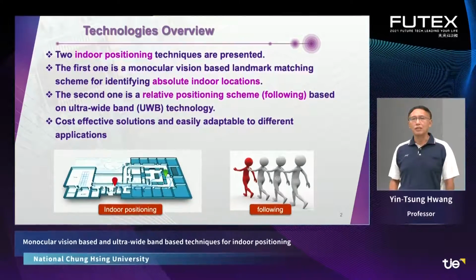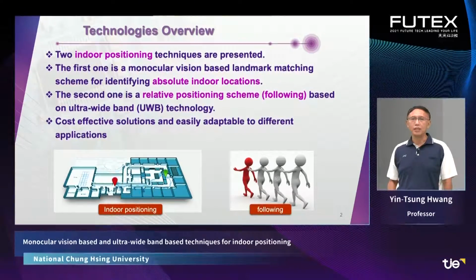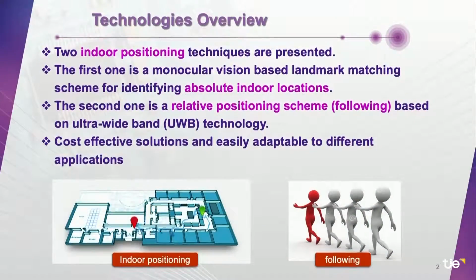The first one is a monocular vision-based landmark matching scheme for identifying absolute indoor locations. The second one is the relative positioning scheme, mainly for automatic following functions based on ultra-wideband technologies. Both schemes are cost-effective solutions and can be easily adaptable to different applications.